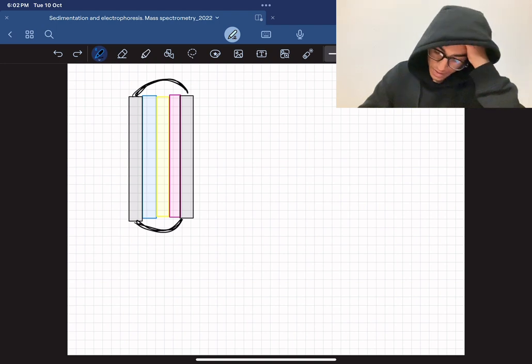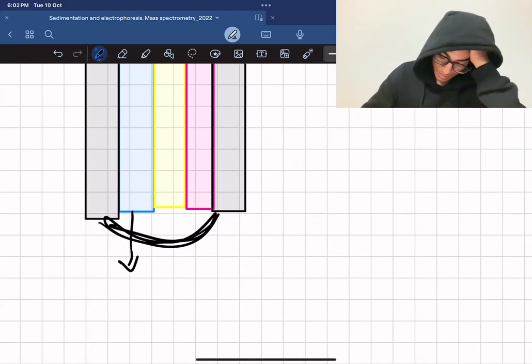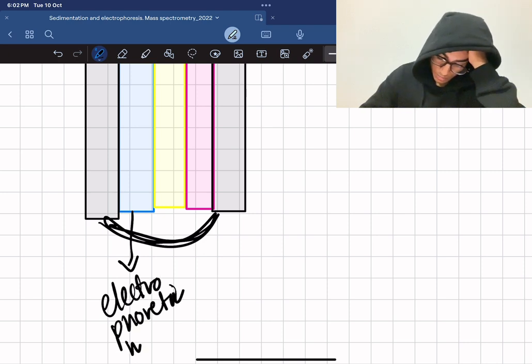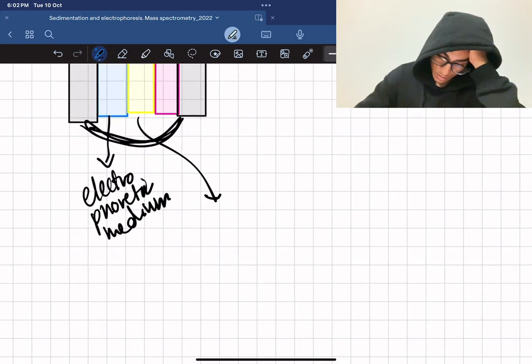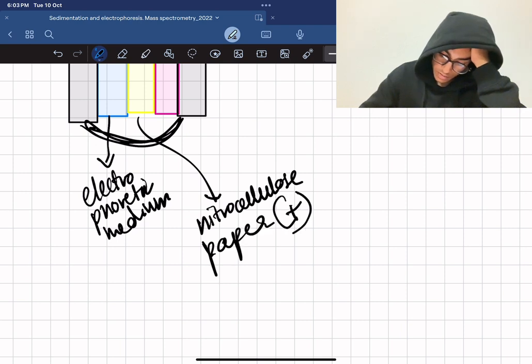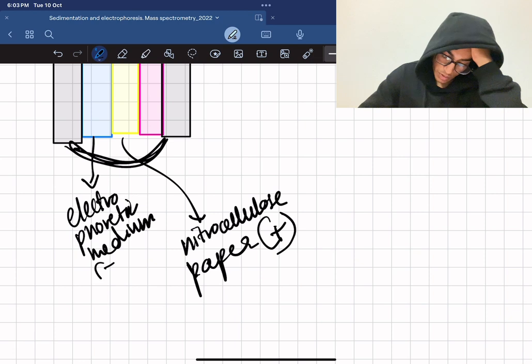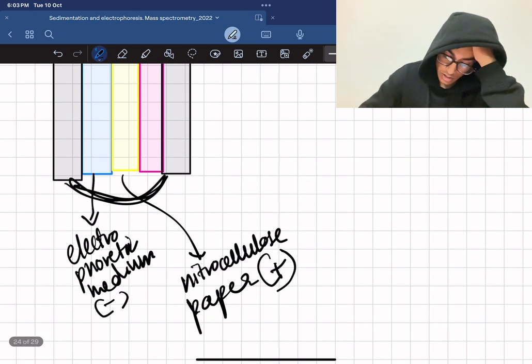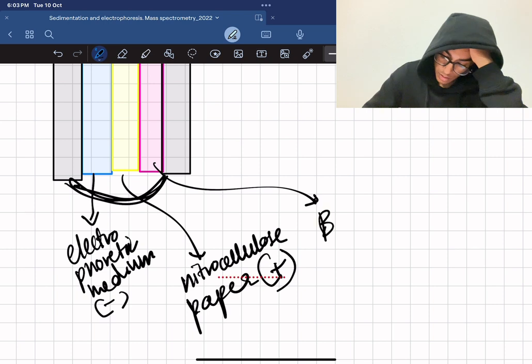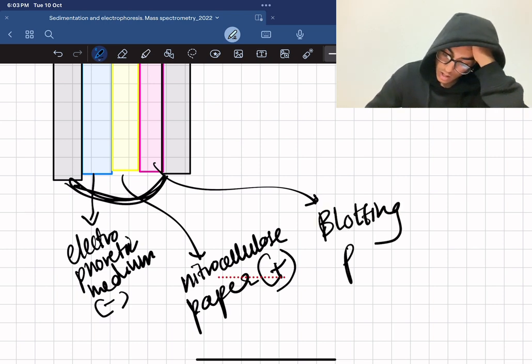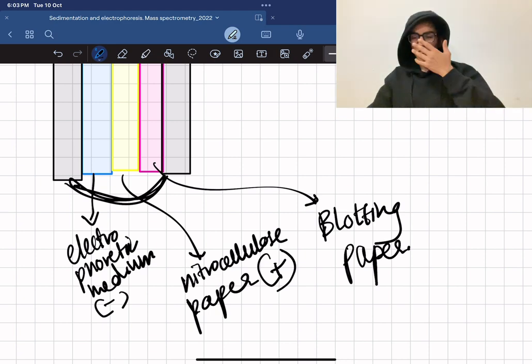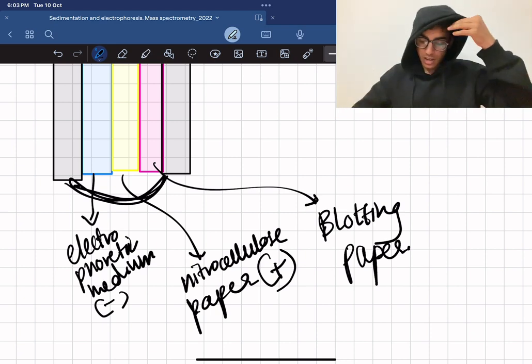So let's label this again. Electrophoretic medium. And then this is the nitrocellulose paper with inherent positive charge. This is negative because we denatured it with SDS-PAGE. Then we have our blotting paper, which is basically nothing, doesn't do a lot, but you need to put that in there.